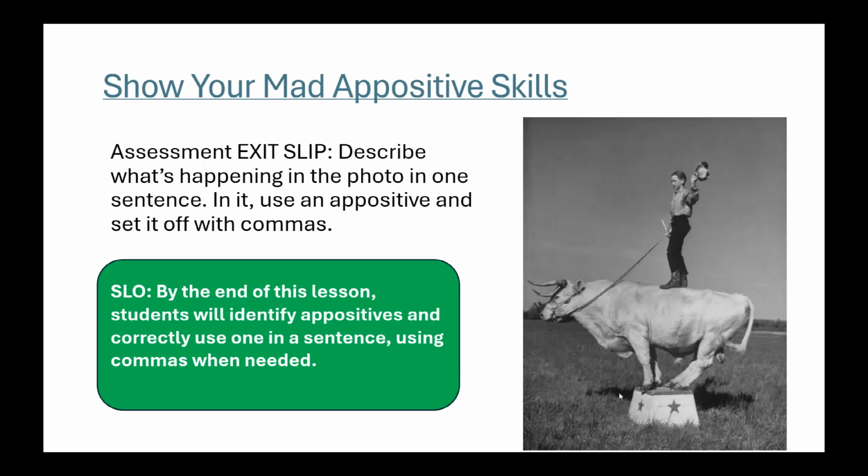Let's try. So now you've identified an appositive, several appositives in fact. Let's see if you can write one. So on your exit slip with your teams, if you like, describe what's happening in the photo in one sentence. In it, use an appositive and set it off with commas. Now remember, for this, you're going to have to decide what the subject is, and then you're going to rename it, right? And by doing so, you will have met my goal, which is that you will identify appositives and correctly use one in a sentence, using commas when needed. Thank you.